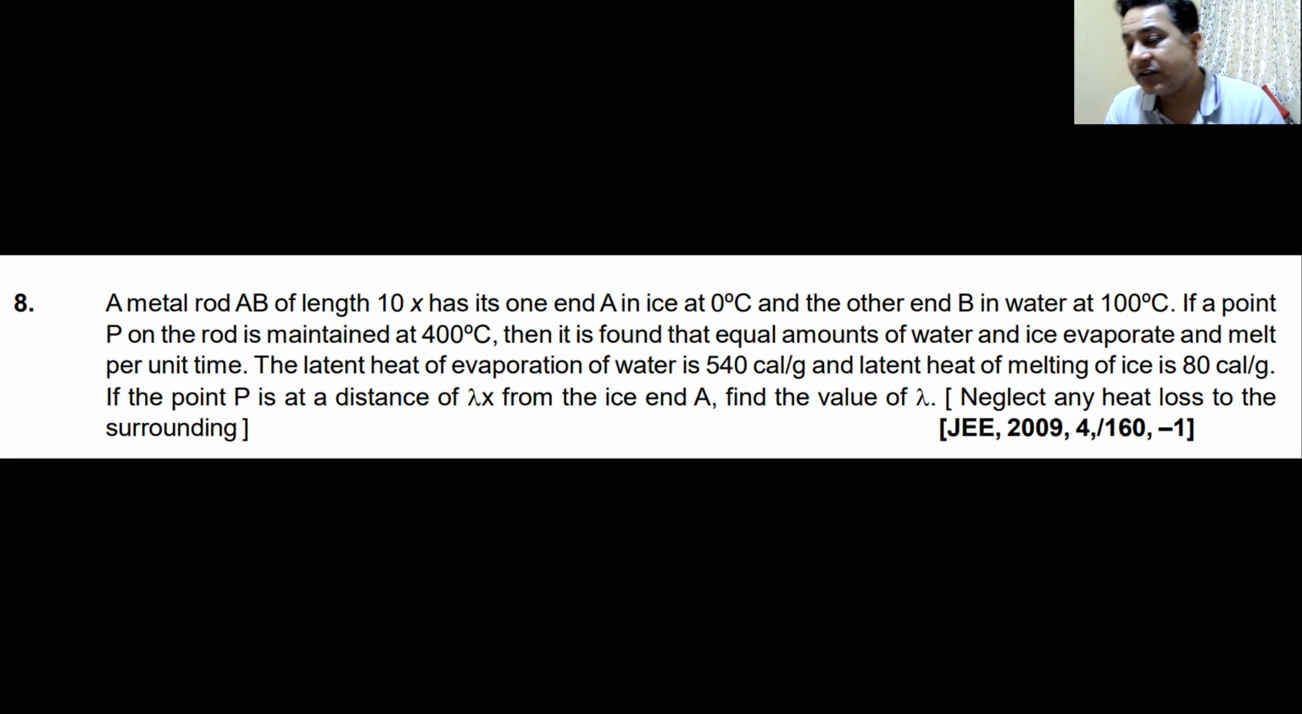A metal rod of length 10x has one end A in ice at 0 degrees Celsius, and the other end B in water at 100 degrees Celsius. A point P is maintained at 400 degrees Celsius. It is found that equal amounts of water and ice evaporate and melt. Latent heat of evaporation of water is 540. Latent heat of melting of ice is 80. The point P is at a distance of lambda times x from the end A of ice. You have to find the value of lambda.